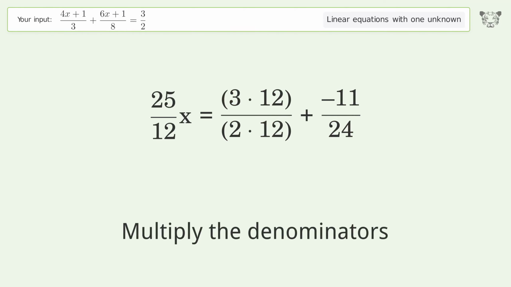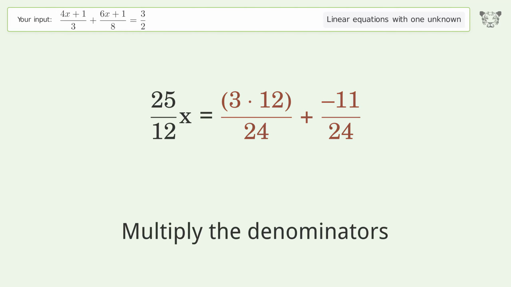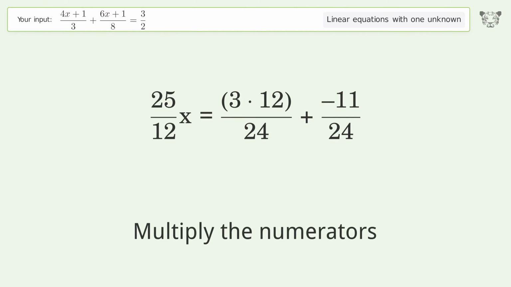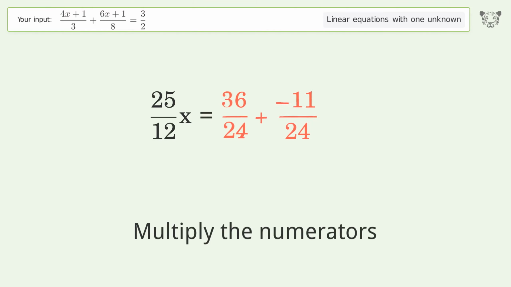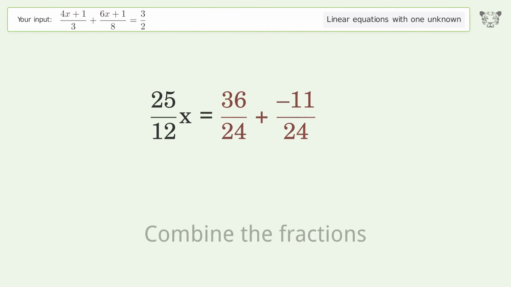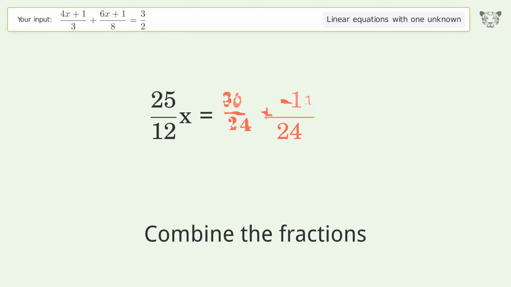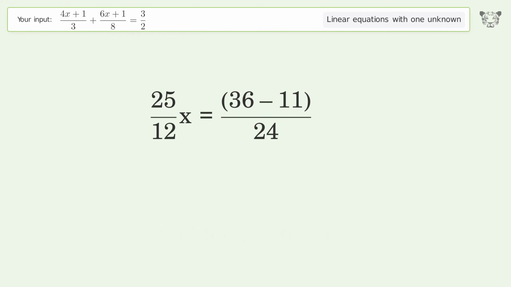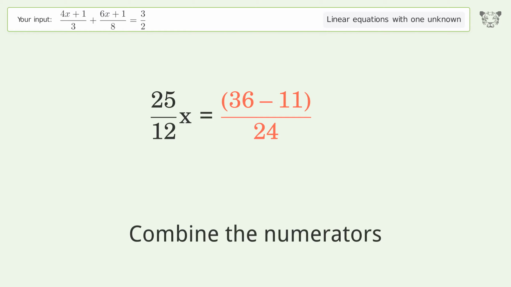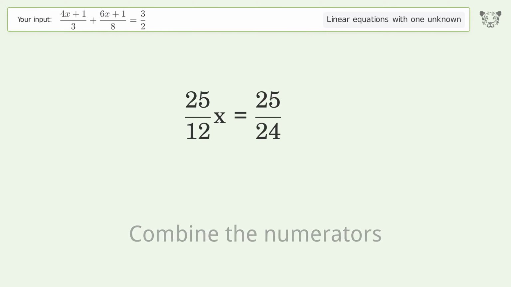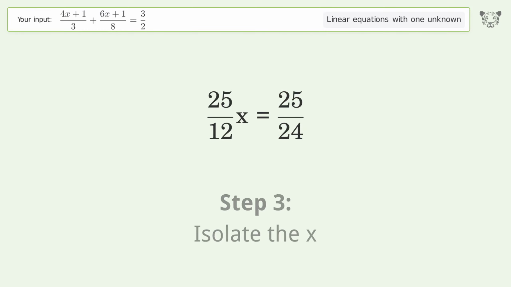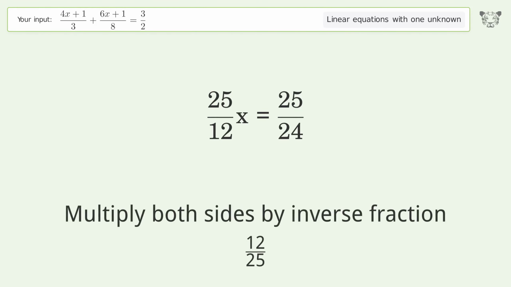Multiply the denominators. Multiply the numerators. Combine the fractions. Combine the numerators. Isolate the x. Multiply both sides by inverse fraction 12 over 25.